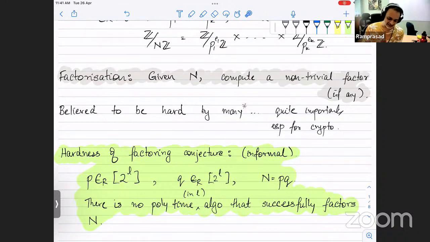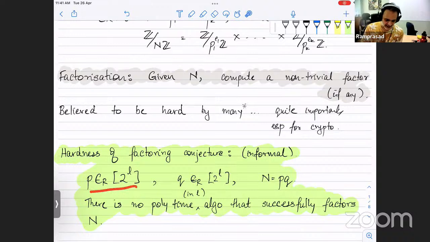So anyway, the hardness of this factoring conjecture, this is a very informal and imprecise way in which I'm stating it, just to get my point across. So the general belief is the following: you say that you have a certain security parameter, let's call it L. This L is basically telling you how much time the adversary or the eavesdropper is allowed to run. So you are talking about security when it comes to polynomial time algorithms that run in L time or something like that. Okay. So then the following task is believed to be hard.